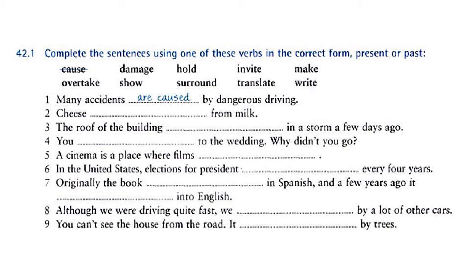Number 7, originally the book was written in Spanish, and a few years ago it was translated into English. Number 8, although we were driving quite fast, we were overtaken by a lot of other cars.